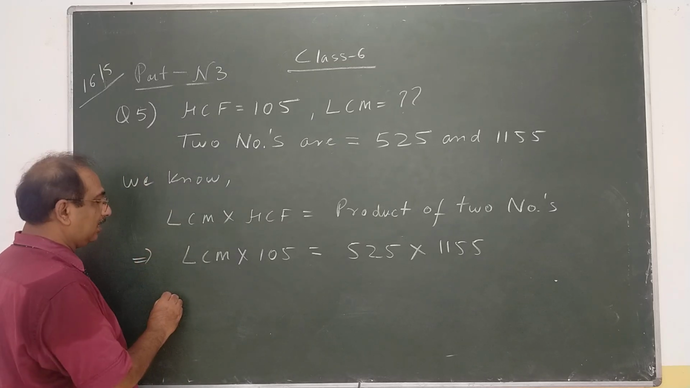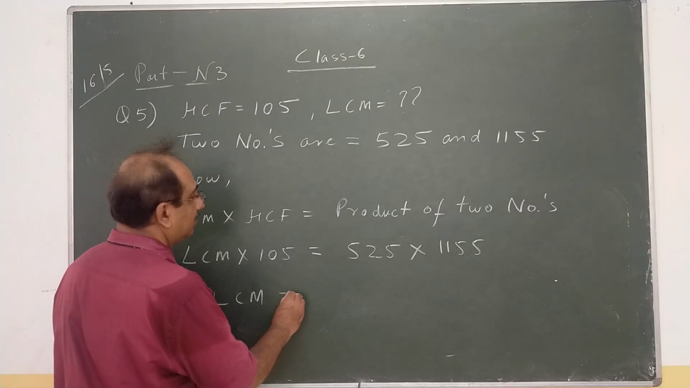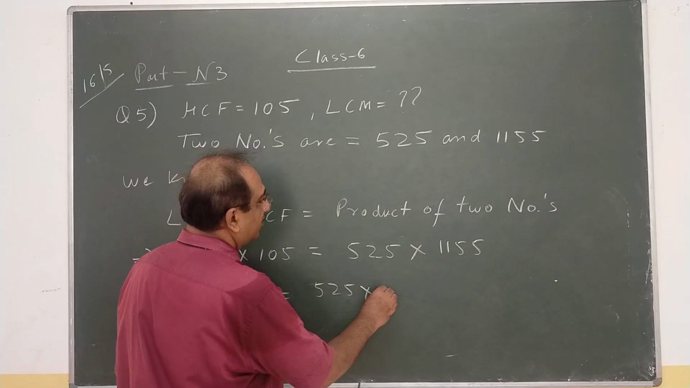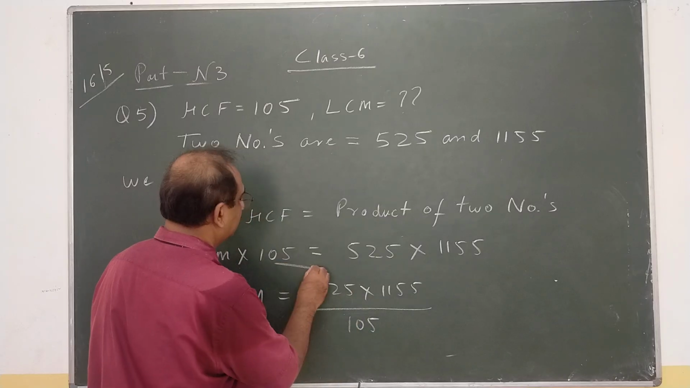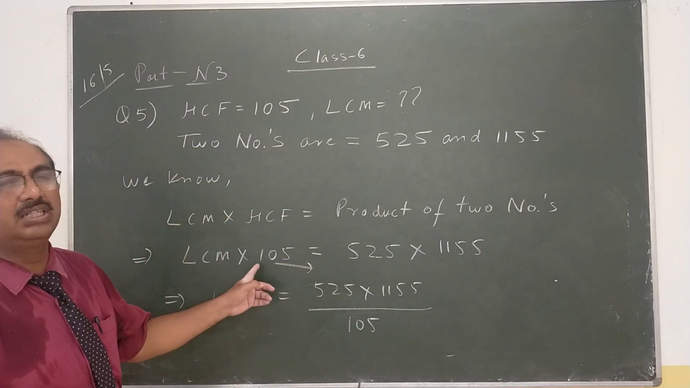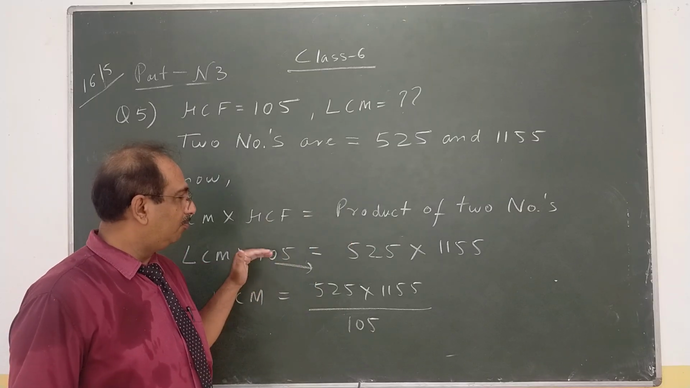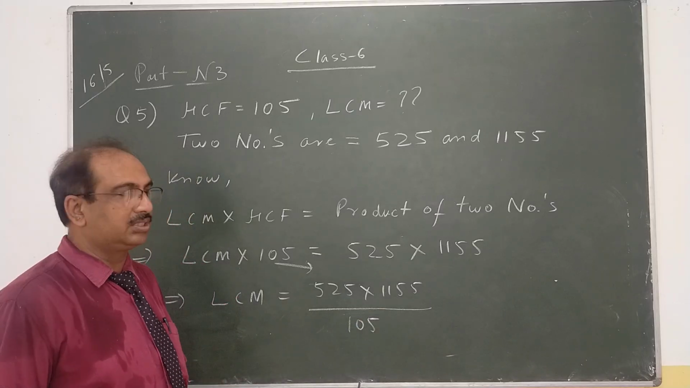So the implies sign, I told you, LCM, or you can write therefore also over here, is 525 into 1155 by 105. So this will come in the denominator. We will see this in simple equations. When we do algebra, we will see why multiplication becomes division. So there is a chapter, simple equations, which we'll see.